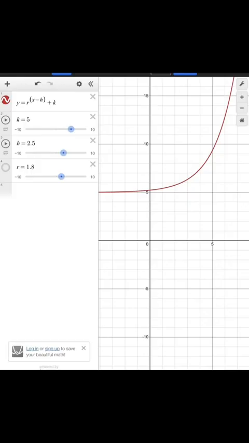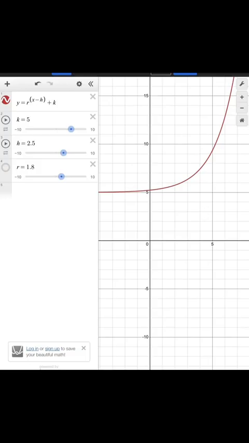Now, it's important to be able to describe what each of these variables do. So for example, you might be told that you were given the graph of y equals 2 to the power of x, and then it was shifted 3 units to the right, and then 1 unit vertically in the positive y direction. So then you have to describe those transformations and create the new equation.